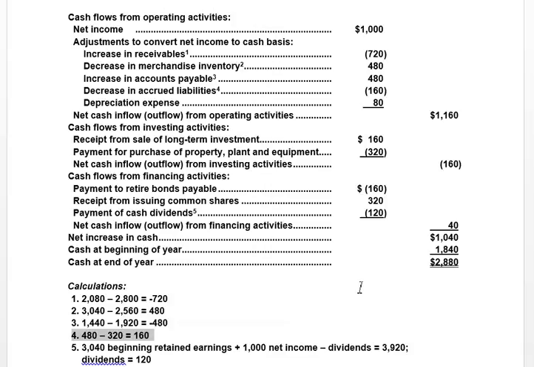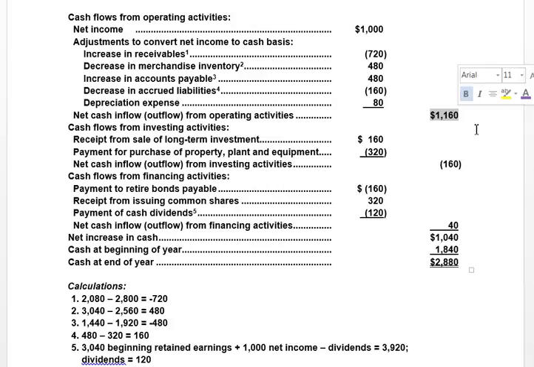The other thing we've got, if we look at the income statement, is we know we've got depreciation expense. And as we've said before, depreciation expense is non-cash. It's included in this $1,000 we've got up here. And what we want to do is add it back because it's non-cash. So we add back the 80, and that gives us a net cash inflow, in our case, not an outflow, but an inflow of $1,160.